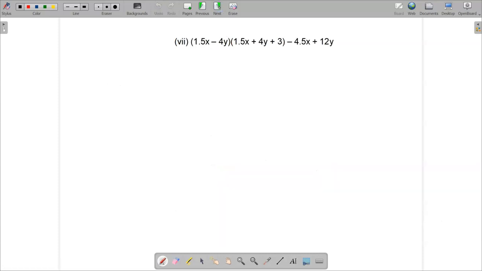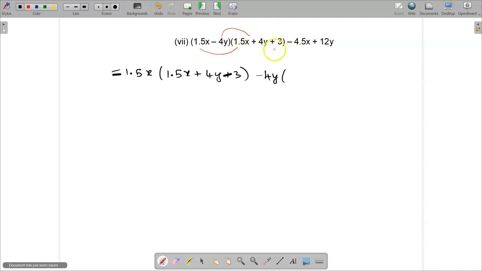Coming to the seventh problem, here also we need to multiply these two terms with all the terms available within the bracket. So 1.5x I need to multiply with all the terms available here, minus 4y I need to multiply with all the terms available within the bracket. So 1.5x into 1.5x plus 4y plus 3, and then minus 4y into all the terms available within the bracket, 1.5x plus 4y plus 3. And then what are the other terms available? Minus 4.5x plus 12y. That you have to write as it is.